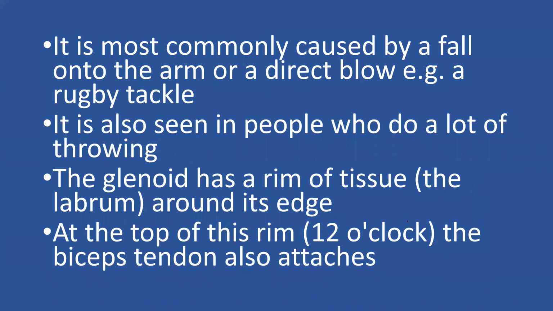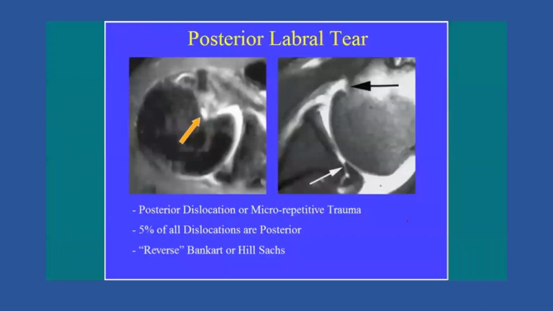It is most commonly caused by a fall onto the arm or a direct blow, a rugby tackle. It is also seen in people who do a lot of throwing. The glenoid has a rim of tissue, the labrum, around its edge. At the top of this rim, 12 o'clock, the biceps tendon also attaches. Keep this in mind. This shows you the posterior labral lesion and the Hill-Sachs lesion. The Hill-Sachs is present in the center of the head, not in the superior aspect. So keep this. This is a reverse Hill-Sachs lesion.